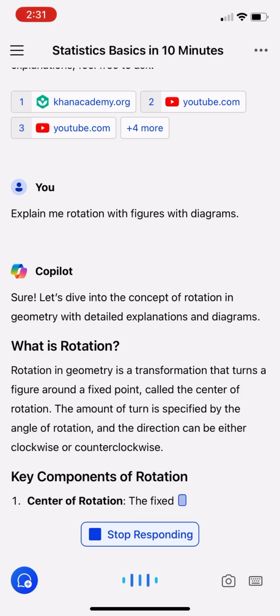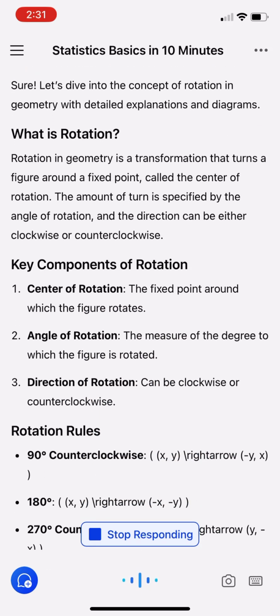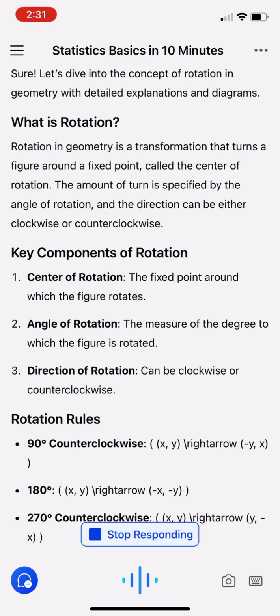Sure. Let's dive into the concept of rotation in geometry with detailed explanations and diagrams. What is rotation? Rotation in geometry is a transformation that turns a figure around a fixed point, called the center of rotation. The amount of turn is specified by the angle of rotation, and the direction can be either clockwise or counterclockwise.